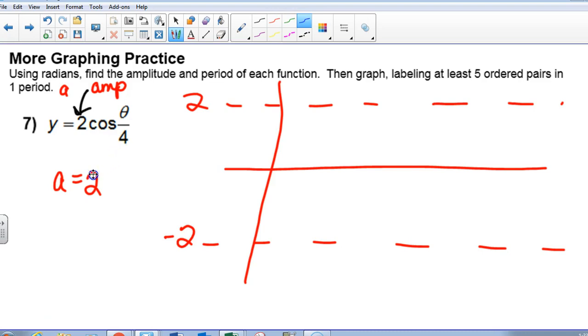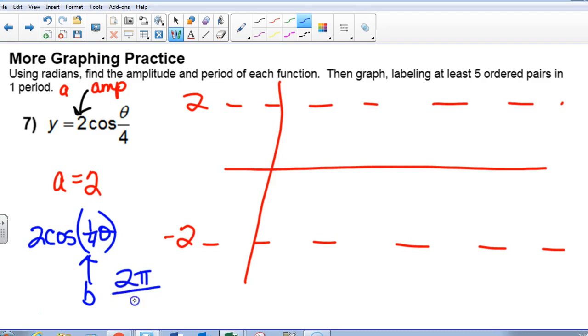The only other thing besides a regular cosine is that this is really saying 2 cosine 1/4 theta. They just wrote it as theta over 4. So our b value is 1/4. Remember, it's the reciprocal of what it seems like it does. 1/4 doesn't make it smaller. It's going to stretch that period out 4 times as long. The rule is you take the normal period of 2 pi and you divide by that b value. Do you remember that from last year? So 2 pi divided by 1/4 actually becomes 8 pi. So this is going to finish one cycle by 8 pi.